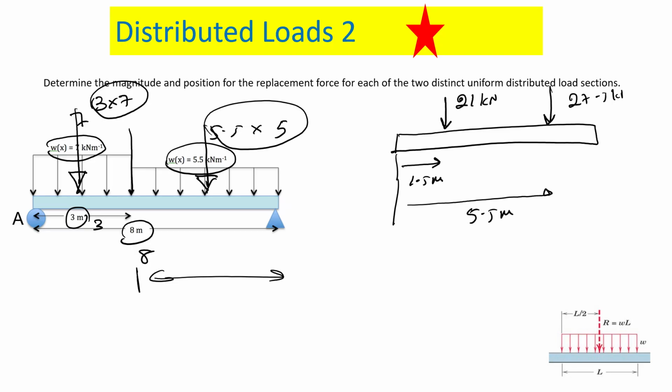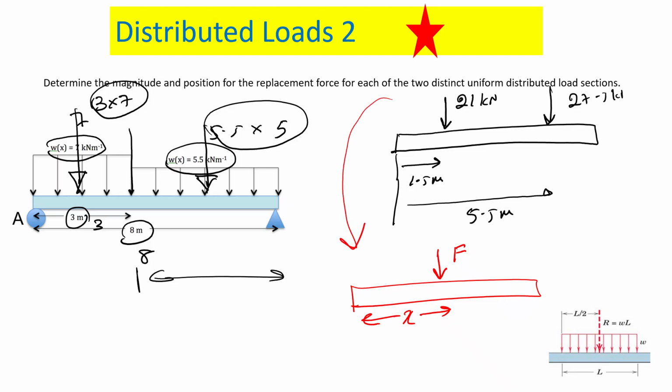Does that make sense? Okay, now if I ask you to convert this to a single force, so I want you to find this single force and where it is acting, X. So you are now converting this to a single force. How do you do that? Yes, force magnitude, you are adding them together. So force is 21 plus 27.5. So what is X? How do you find the X?